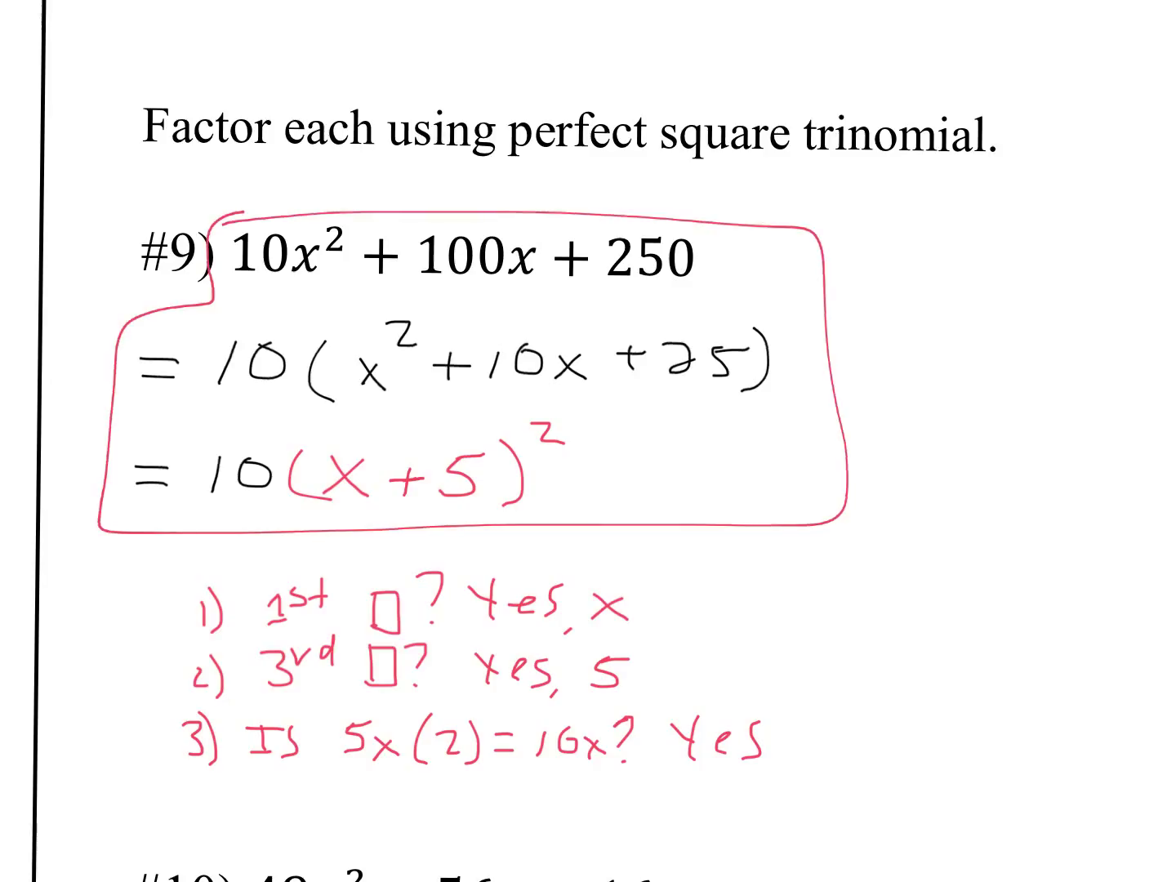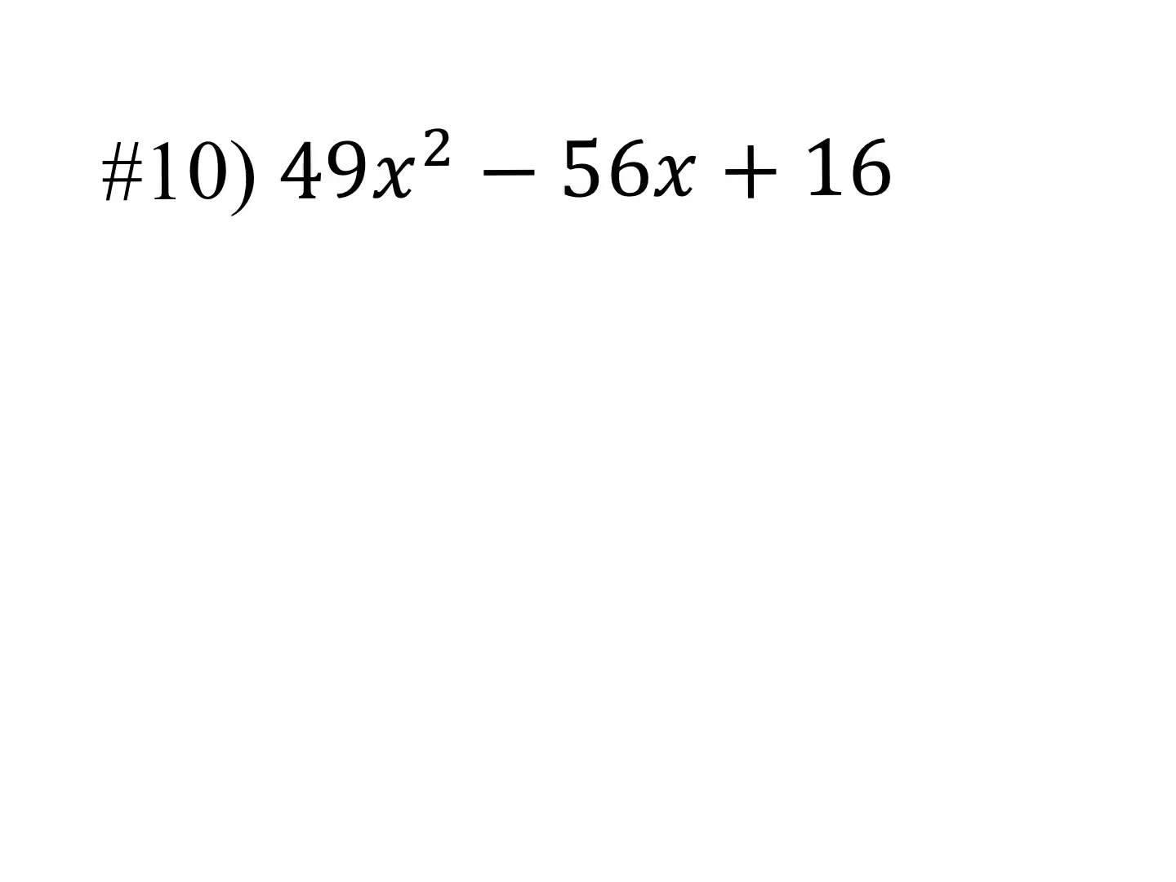Let's do another. Make sure your terms are in descending order with respect to the exponents. They are. Make sure your lead coefficient is positive. It is. If there's a GCF, factor it out. GCF here is 1. So to factor this, if it works, maybe this doesn't work, is the first term a perfect square? Yes. Its square root is 7x. Is the last term a perfect square? Yes. Its square root is 4.